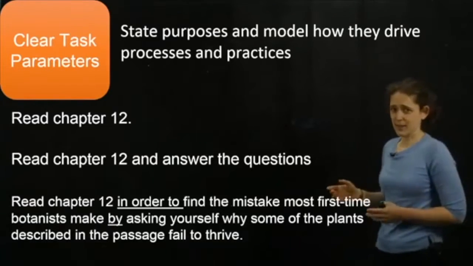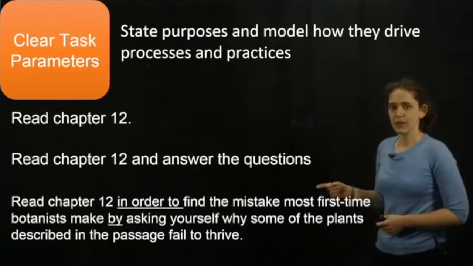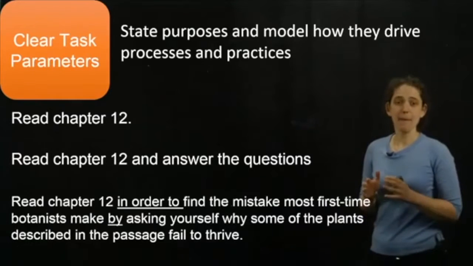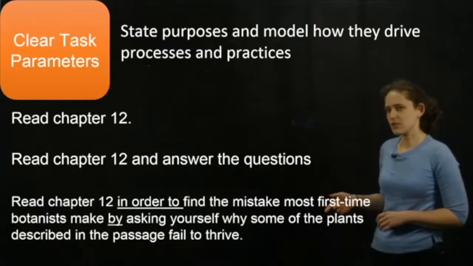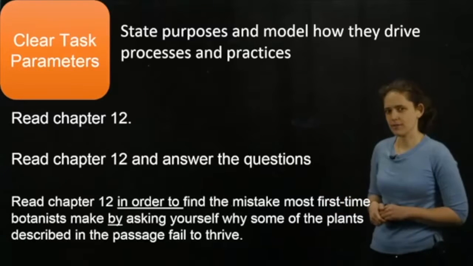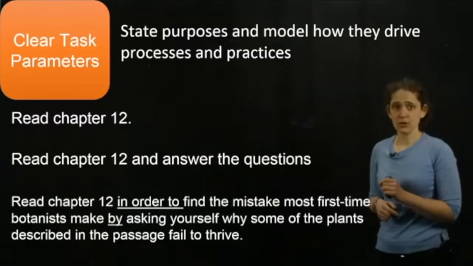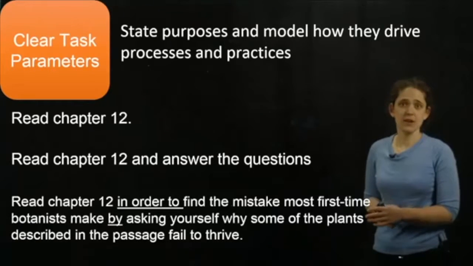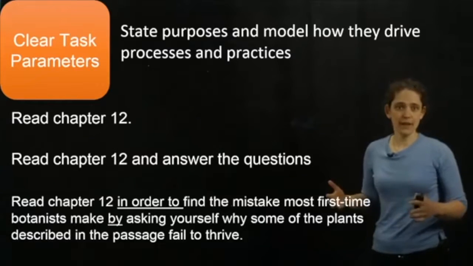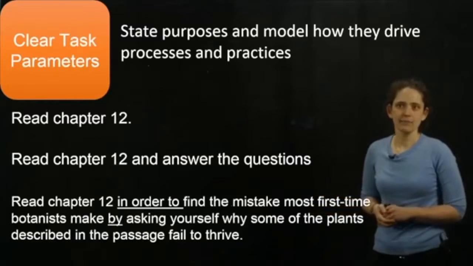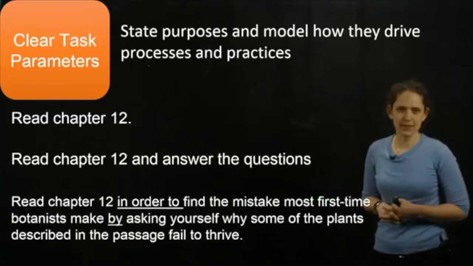And so in the rest of this statement, we have a suggested process. So you're going to find the mistake most first-time botanists make by, here comes your process, asking yourself why some of the plants described in the passage fail to thrive. So now if I didn't know how to get started, I would know that I need to go looking for the part of the passage that describes the plants that didn't thrive, and then I need to read around there to figure out what the thing was that most first-time botanists did that led to those plants not thriving.